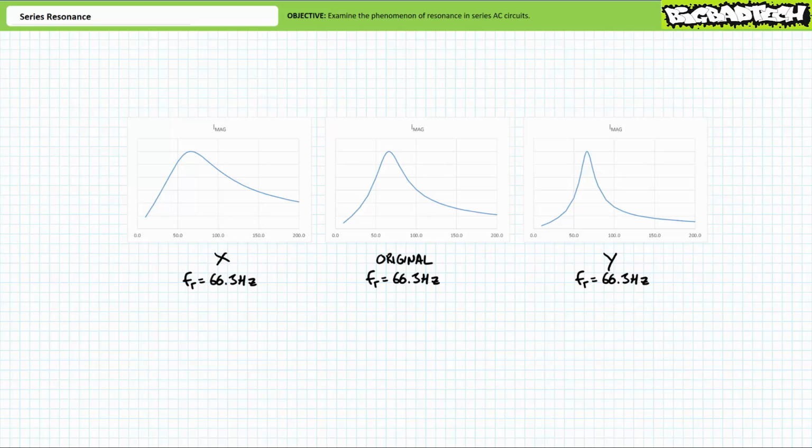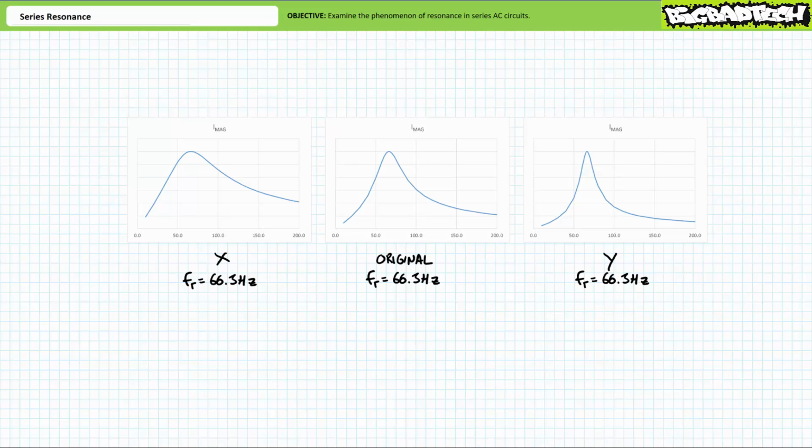Circuit X's plot of current as a function of frequency appears to be squashed, spread out, and weakly defined. In contrast, circuit Y's plot of current as a function of frequency is clear, sharp, and distinguished. Our original circuit is kind of a mix of both plots. This being said, current for all three circuits still peaks at the resonant frequency. At the resonant frequency, we'd again expect voltage across the capacitor and inductor to be equal in magnitude, yet completely out of phase with one another.